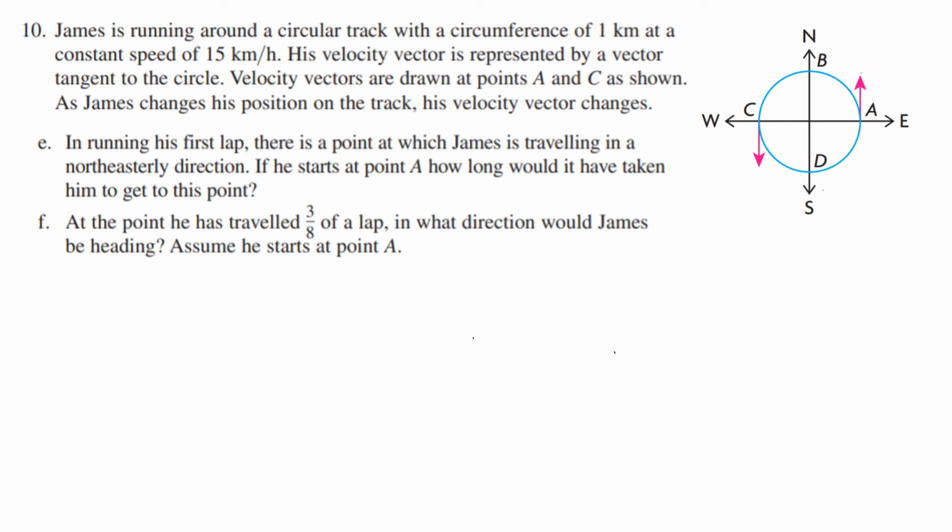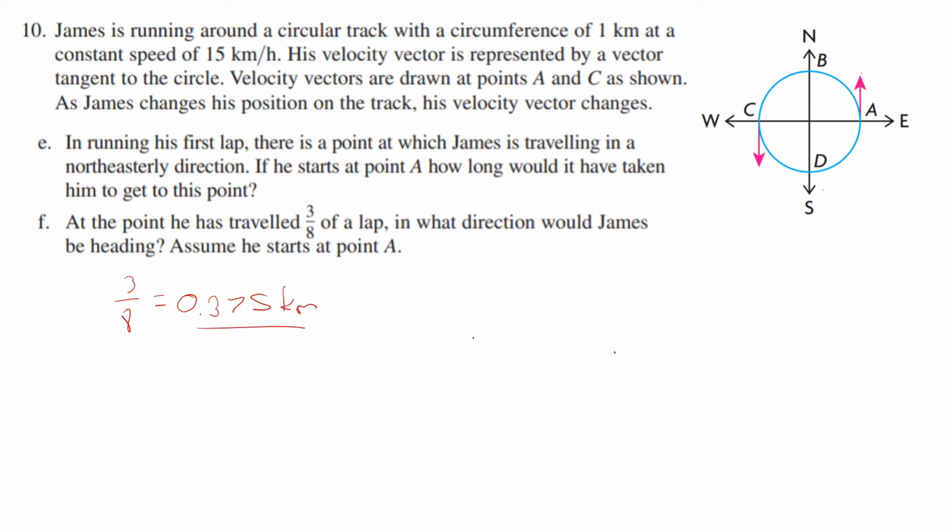At the point he has traveled 3/8 of a lap, in what direction would James be heading? So assuming he starts at point A. 3/8, if you put it into your calculator, equals 0.375. Okay, so that means when he travels 0.375 kilometers, right?